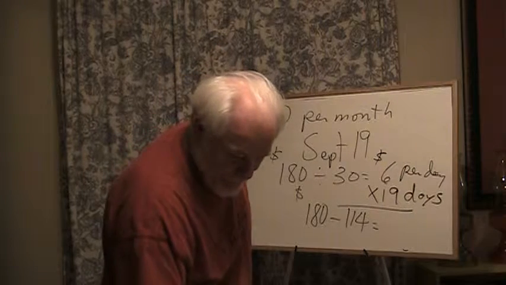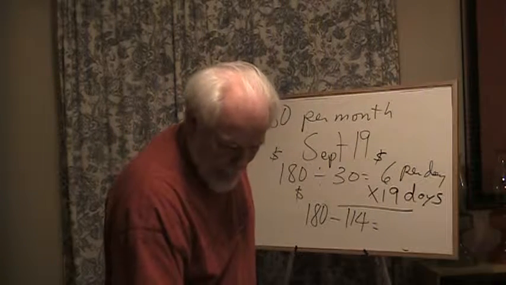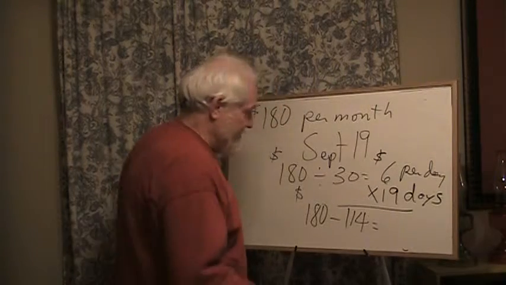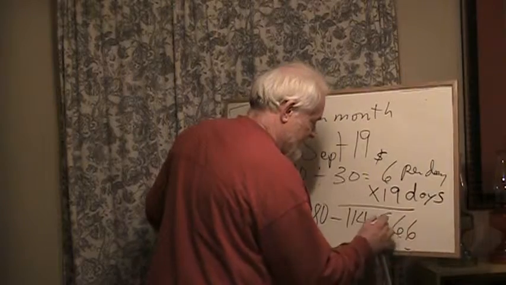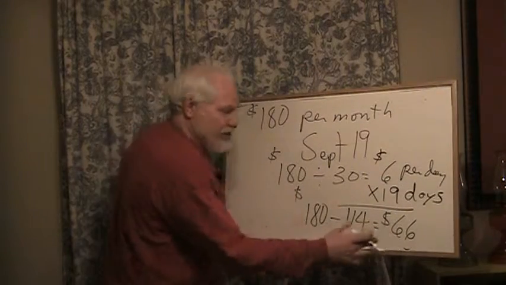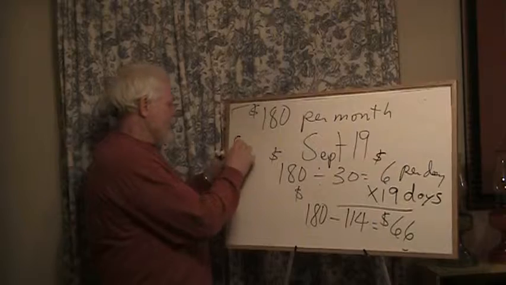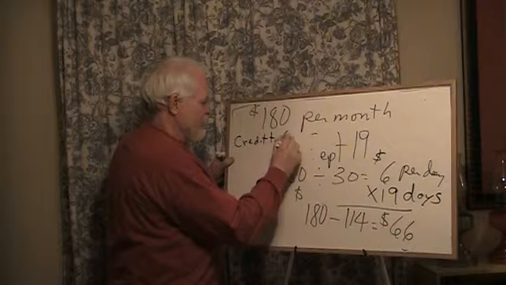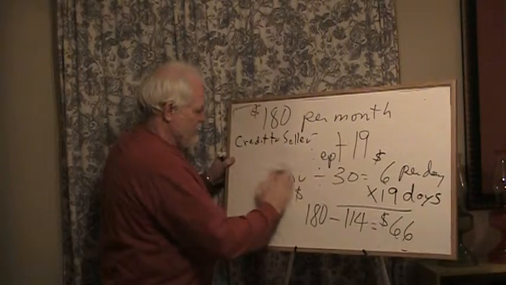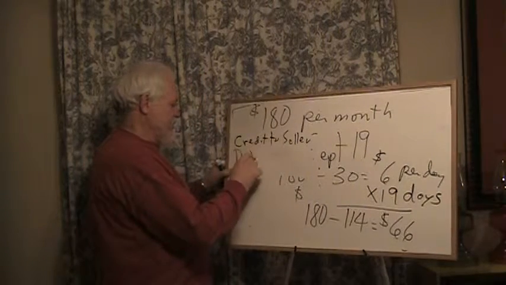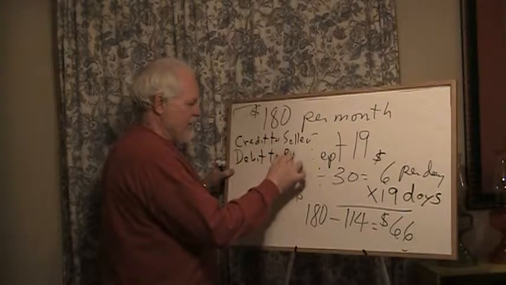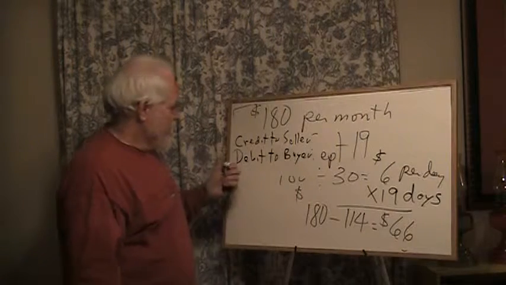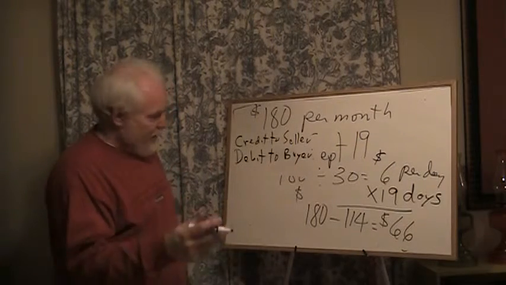So let's see, $180 minus $114, is that right? My calculator says $66. So Mr. Seller is going to be looking for a credit to the seller, debit to the buyer. The buyer is going to be turning the money over to the seller.